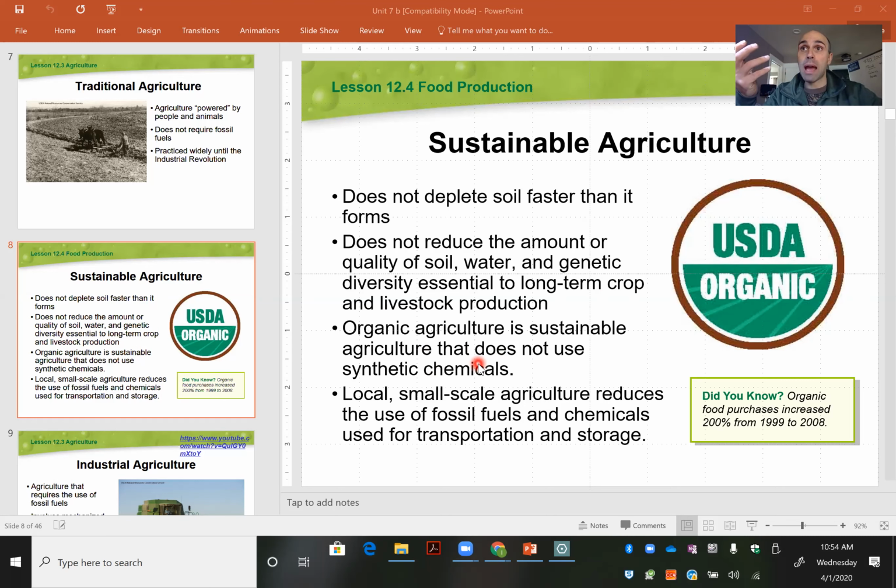Maybe taking your scraps from your dinner, your vegetable scraps, and throwing them back out into the soil and letting them break down. That's a wonderful way to refertilize your soil. This just means synthetic, that means man-made fertilizers. And then local and small-scale agriculture reduces the use of fossil fuels and chemicals used for transportation and storage.